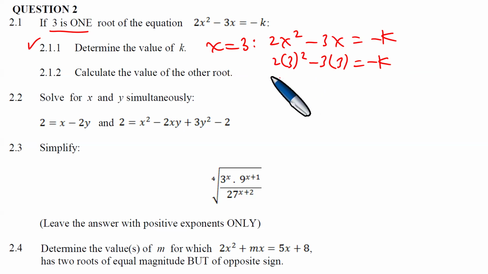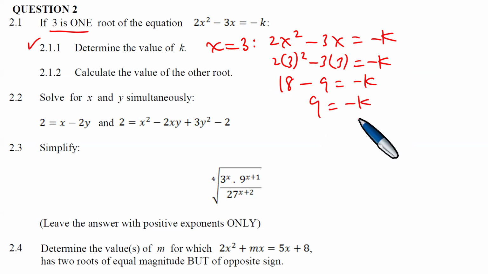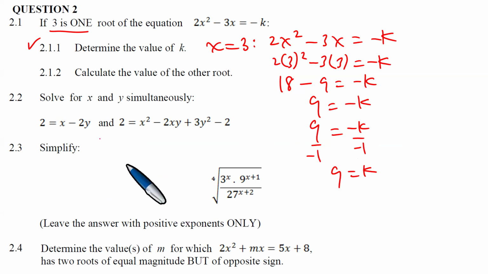Next, what do you do? What is 2 times 9? 3 squared is 9. 2 times 9 is 18, minus 3 by 3, 9, equals minus k. What is 18 minus 9? It's 9. Okay, if 9 is equal to minus k, what is k? What is the numerical value of k? We can divide by minus 1, getting that k is equal to 9. So in 2.1.1, we have that k is equal to 9.